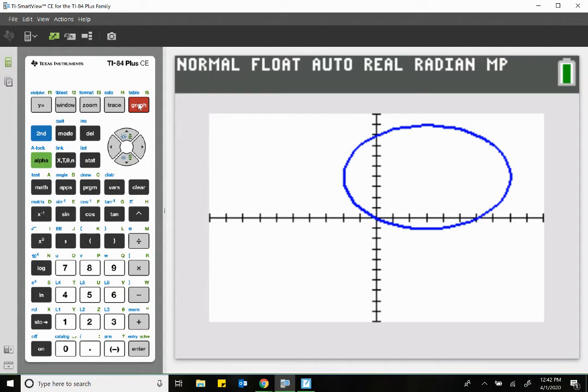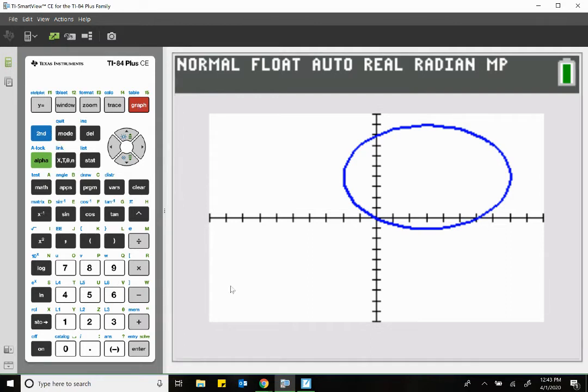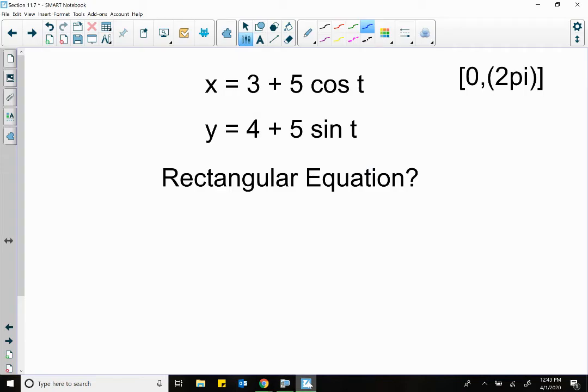It's a circle, so we know that the equation we write should look like a circle. All right, let's go write the equation for this. What's going to help us is getting cosine by itself and sine by itself, because we have a trig identity that says cosine squared plus sine squared equals 1. If I knew what cosine was, I could plug into it. If I knew what sine was, I could plug into it.